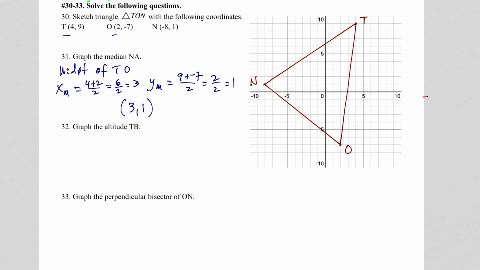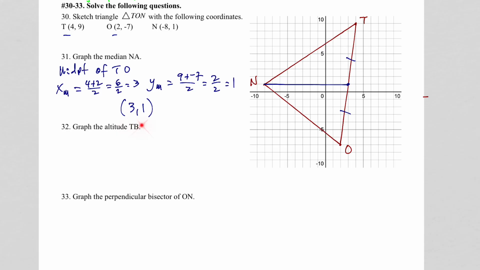So I go to the point 3, 1, and I draw a dot. And then using a ruler, I go from N to that point. And I have to show that it's a midpoint by doing this. Do not draw a right angle over here, because we don't know if it's a right angle, even if it looks like one, but it's actually not.